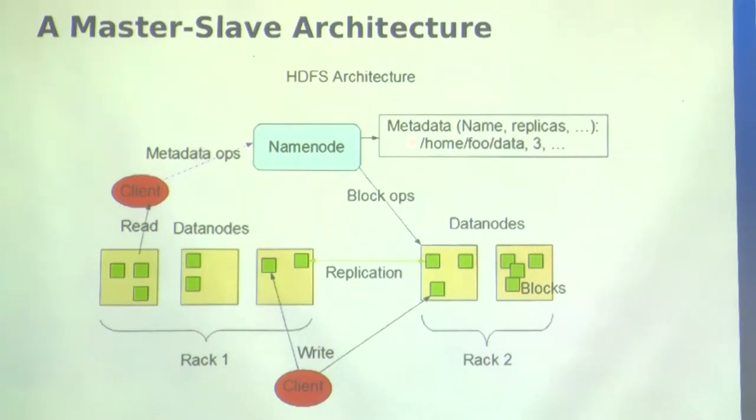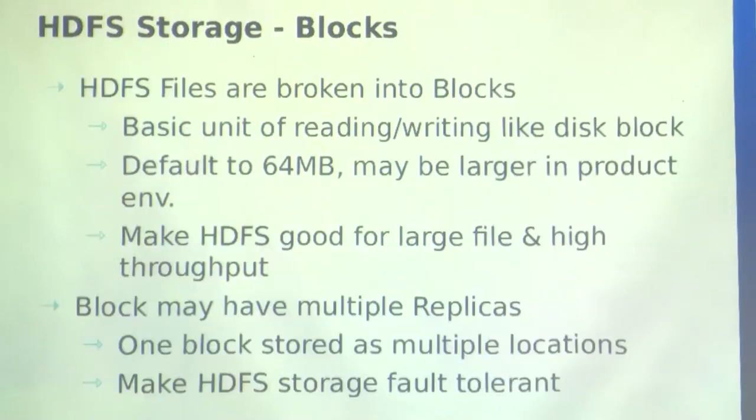The name node also has all of the metadata. So what are the names of the files? How many replicas does each block in each file have? The directory structure is what the name node keeps, the mapping from the file to the blocks. But what it doesn't store is where the blocks are, which data nodes have which blocks. It will learn about that, but it doesn't store it, and we'll see what we mean by that.